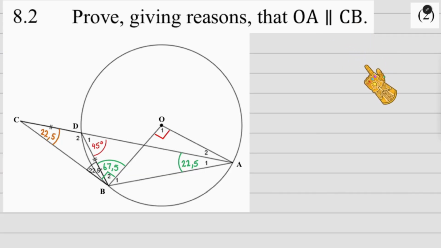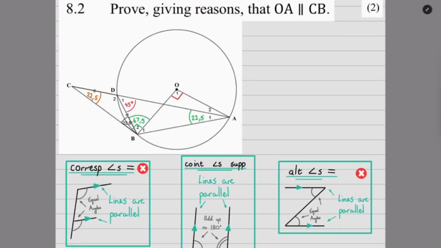In 8.2, we've been asked to prove that line OA is parallel to CB, and you've got about 4 ways of doing that. The best place to start looking is to prove one of these 3 things. So if I prove the corresponding angles are equal, so like if I make an F and I prove that these angles are equal, that adequately proves that the lines are parallel. Conversely so, if I prove that the co-interior angles add up to 180, that will also prove that the lines are parallel. And lastly, if I prove the alternating angles are equal, that will also adequately prove that the lines are parallel.